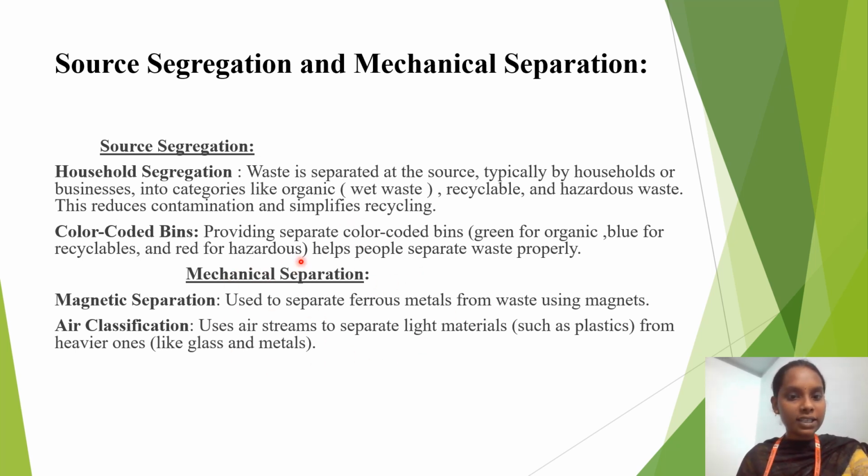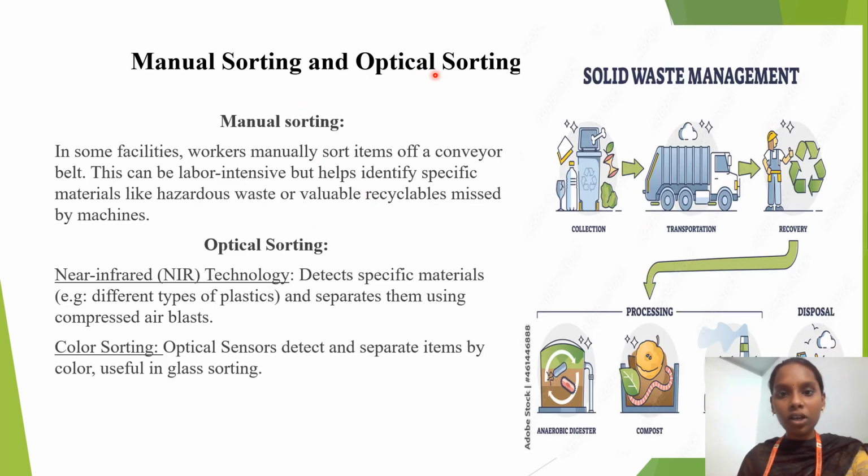And coming to mechanical separation, what are they? Magnets are used to separate ferrous metals from waste. Another is air classification: using air streams we can separate light materials such as plastics from heavier ones like glass and metals. Next, manual sorting and optical sorting. In the solid waste management system there is collection, transportation, recovery; recovery again leads to processing and disposal.